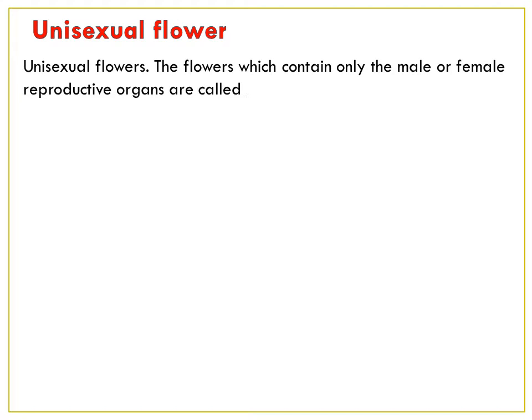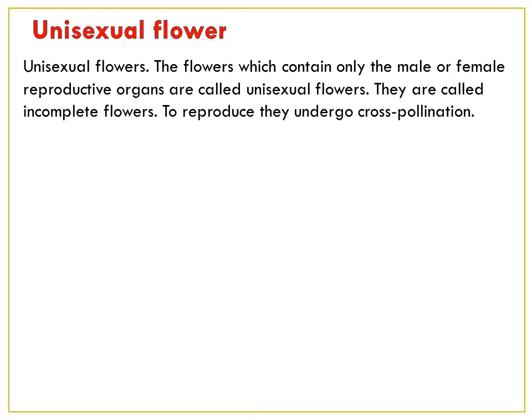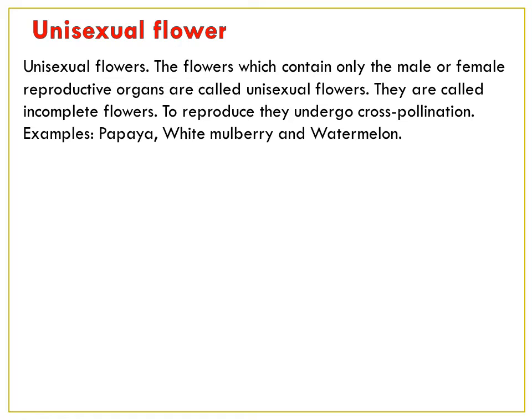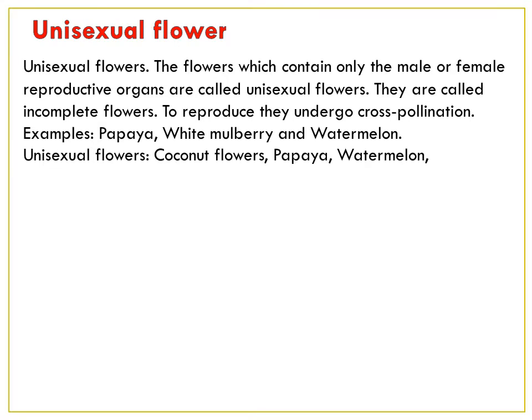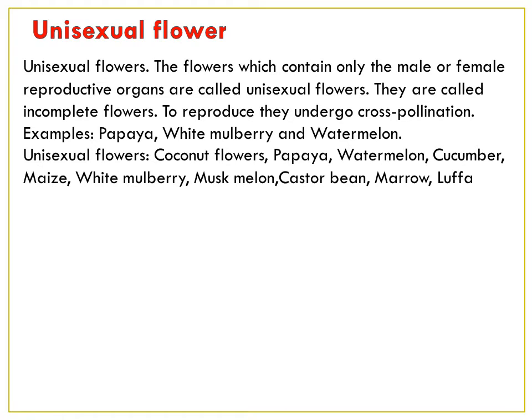Next we see unisexual flowers. Uni means one. The flowers which have only the male or the female organs are called unisexual flowers. Example, the hibiscus flower, isn't it? Unisexual means papaya also. They are incomplete flowers. To reproduce, they undergo cross pollination. Examples, papaya, white mulberry, and watermelon.